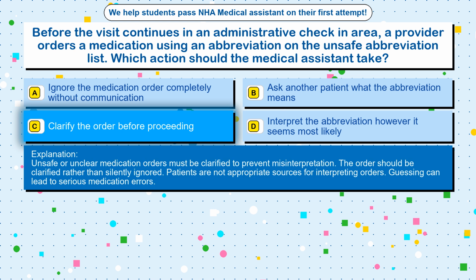Unsafe or unclear medication orders must be clarified to prevent misinterpretation. The order should be clarified rather than silently ignored. Patients are not appropriate sources for interpreting orders. Guessing can lead to serious medication errors.